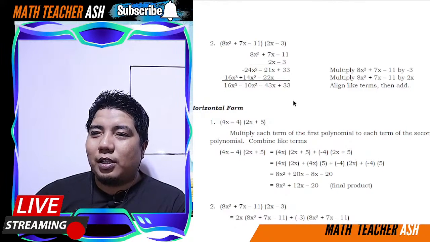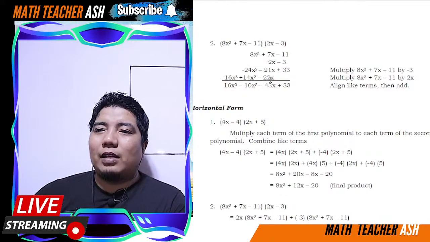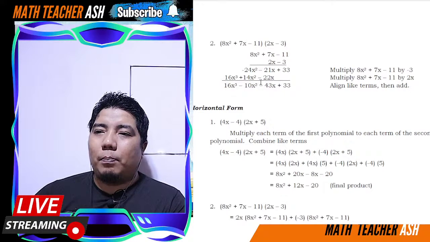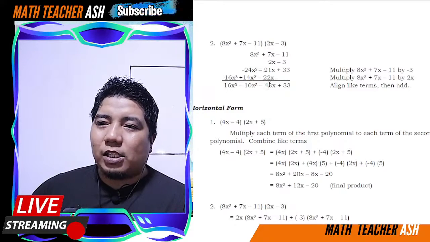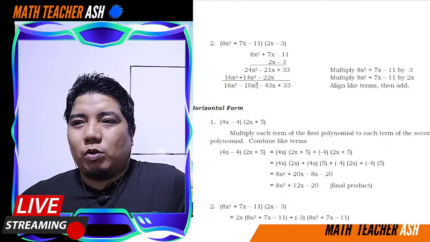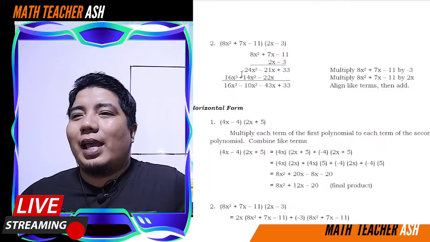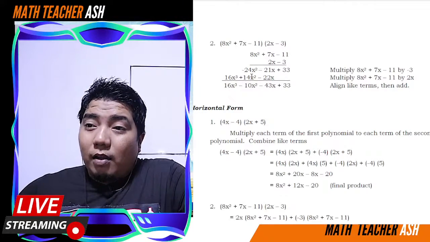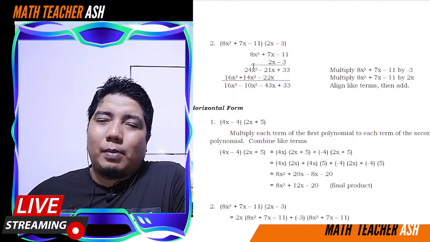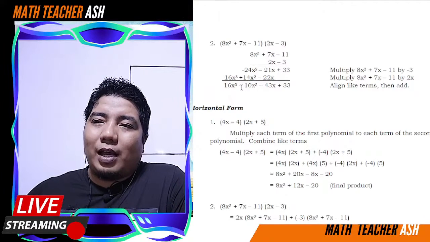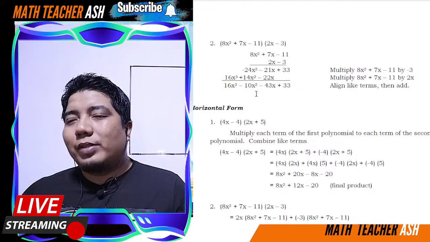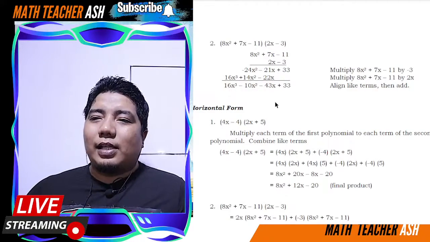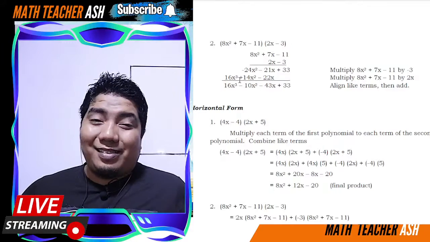So, bring down positive 33. And then, negative 21x plus negative 22x. Both are negative, so the answer stays negative. 21 plus 22 is 43, so negative 43x. Okay, next, negative 24 plus 14. They don't have the same sign, and negative 24 is larger, so the answer is negative. Then, 24 minus 14 is 10, so negative 10x squared. And then, you bring down 16x cubed.